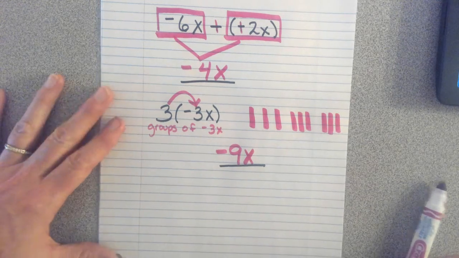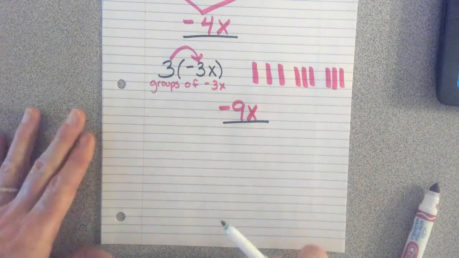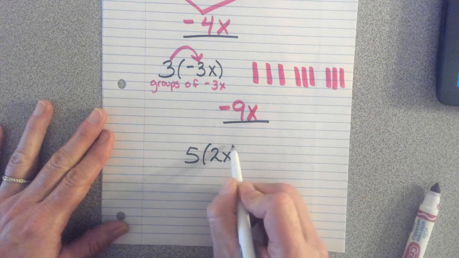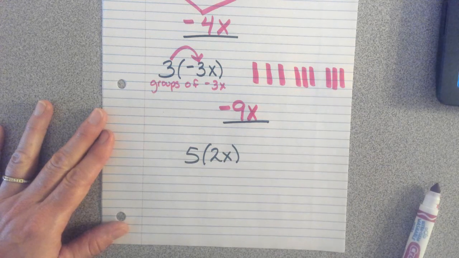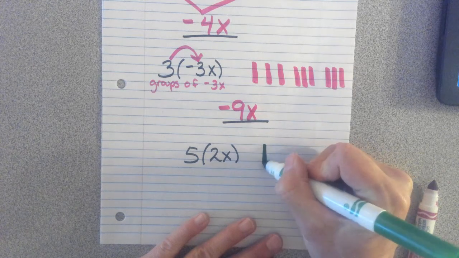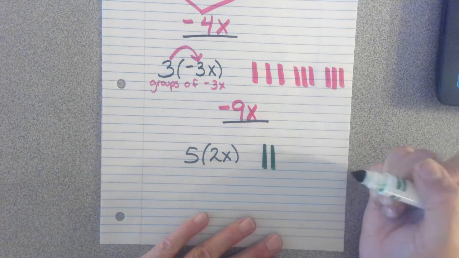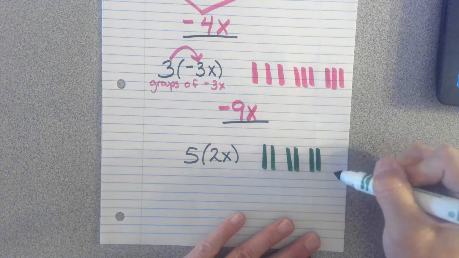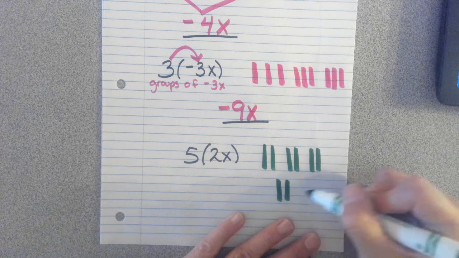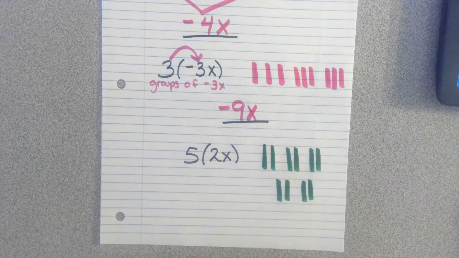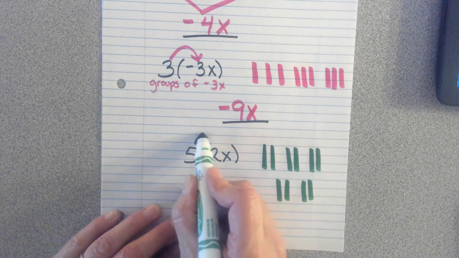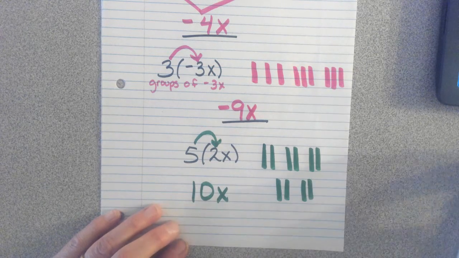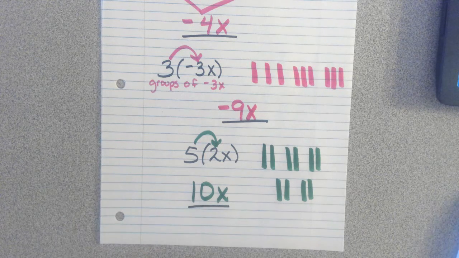Okay, last one. Oh, need my black. Let's say I've got 5 groups with 2 x's in each group. Okay, I'm going to go to green on this one for fun. I've got a positive x, a positive x. That's one group of 2. Another positive, 2 groups of 2. 3 groups of 2. 4 groups of 2. 5 groups of 2. So if I have 5 times 2x, I now have 10x. And I am finished. There we go.